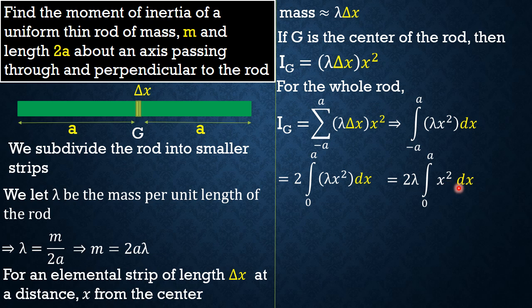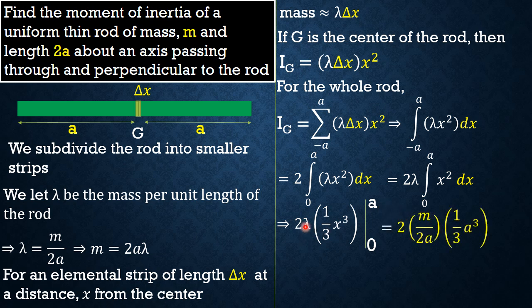For integrating this, integrating x squared gives us 1/3 x cubed. So we now have 2 lambda outside, times 1/3 x cubed, with limits of integration from 0 to a. Good, that's what we have. Plugging in the limits, we have 2 times lambda, which, don't forget, is m over 2a, times 1/3 a cubed.